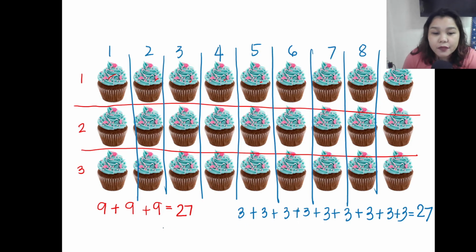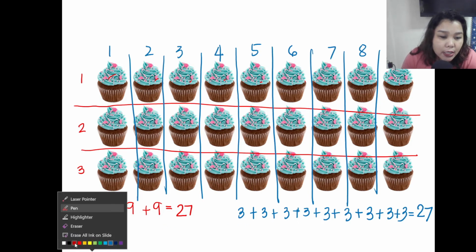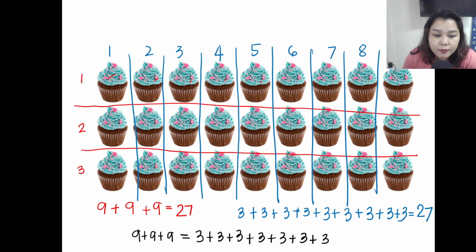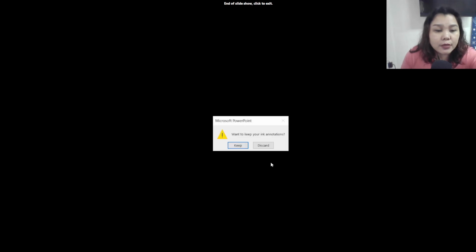Okay, out of this, we can now write it into an equivalent expression as 9 plus 9 plus 9 equals, so, haalisin na natin yung parehong answer. So, because it is the same with 3 plus 3 plus 3 plus 3 plus 3 plus 3 and then plus 3. So, that is how we can write equivalent expression. Okay, let's go back to the module.